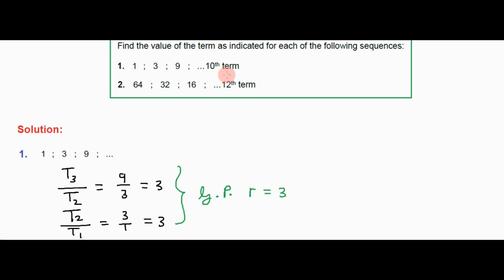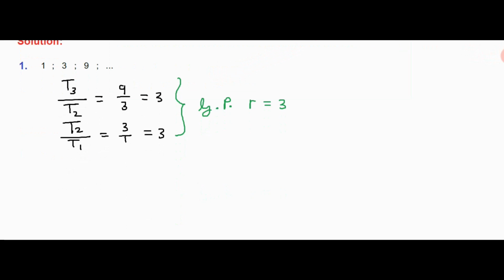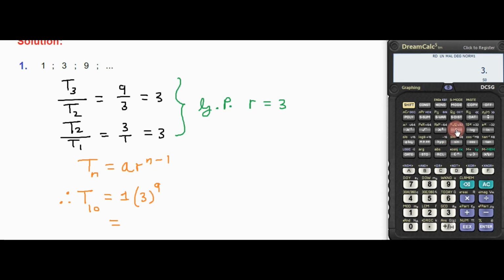We must find the value of the 10th term. So we're going to use the formula for the nth term. T sub n equals AR to the n minus 1. And we want T sub 10. A is the first term, which is 1. R is the common ratio, which is 3. And n minus 1 is 10 minus 1, which is 9. So 3 to the power of 9. And it comes to 19,683.